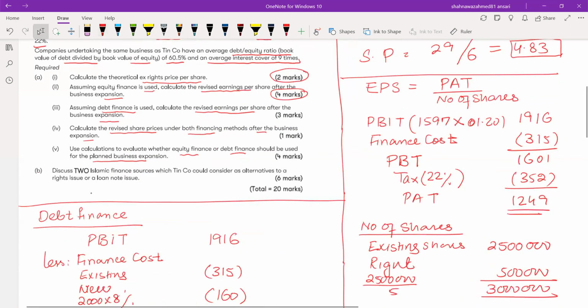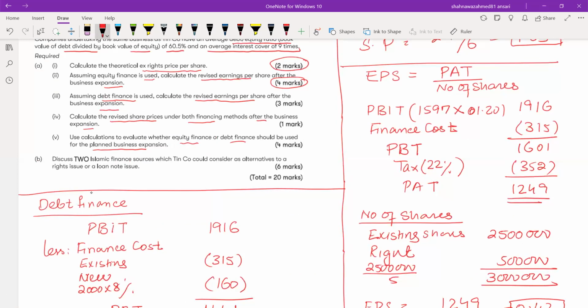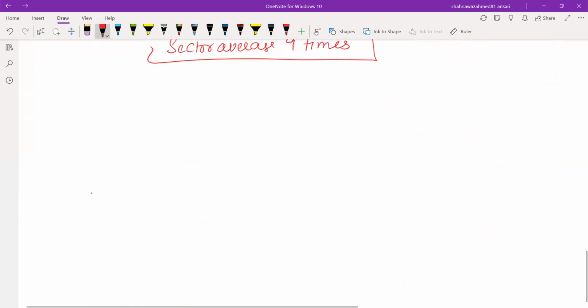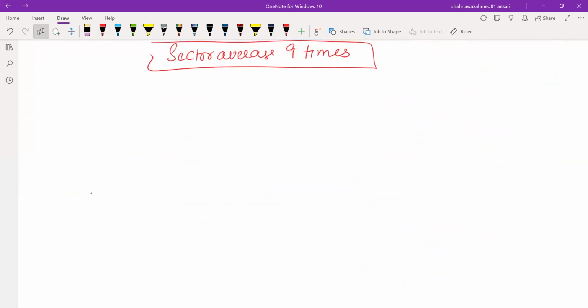The last part of the question is, discuss two Islamic finance sources which the company should consider as an alternate to a right issue or a loan note issue. 6 marks. So 3 marks each. And this is a theoretical question. Two products. So here we can write two products which might be alternatives to debt financing and equity financing.